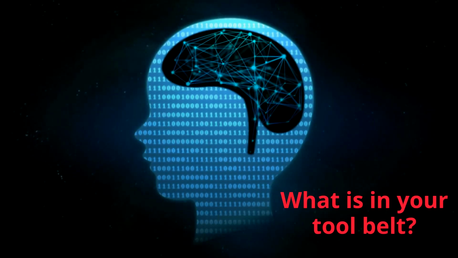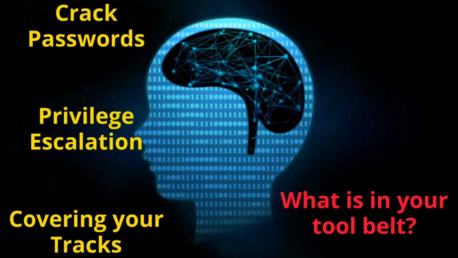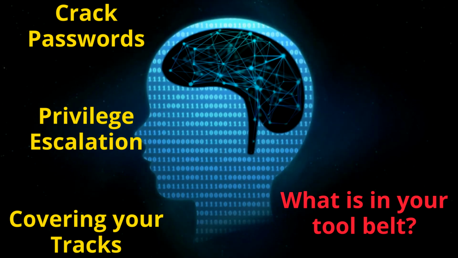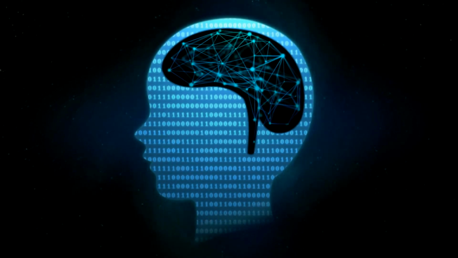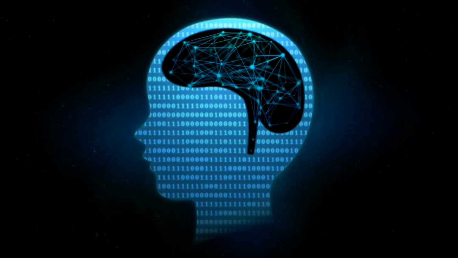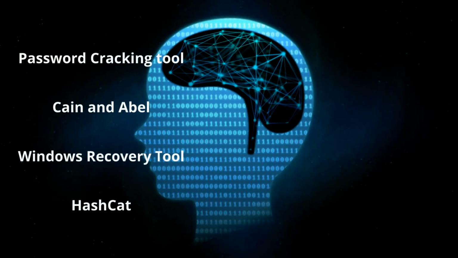Really, some of the best tools in the tool belt are tools that can help with cracking passwords, escalating privileges, executing applications, hiding files, and then covering our tracks. With cracking passwords, that's one of the reasons why you hear people always tell you to try to have a robust password. So password cracking tools like Cain and Abel, Windows Password Recovery Tool, Hashcat, and others.